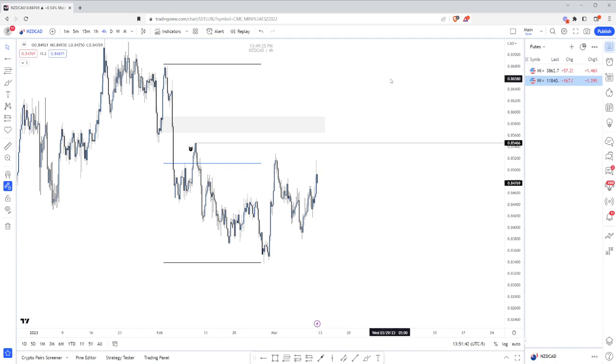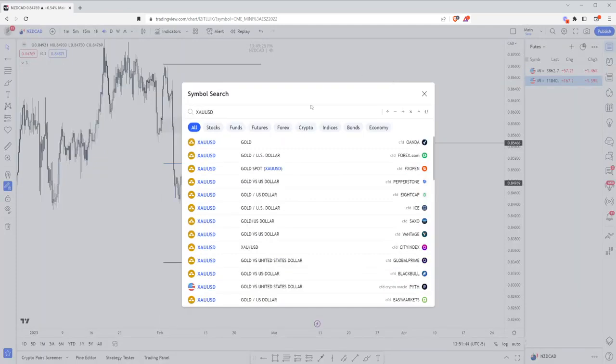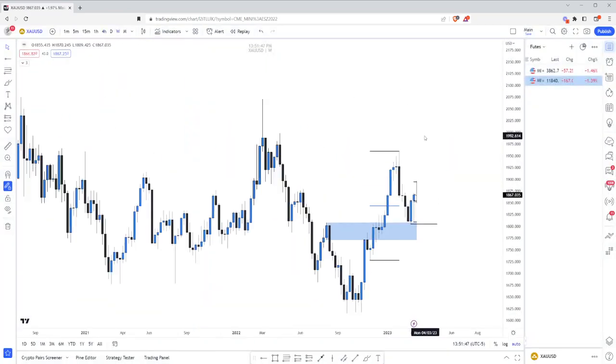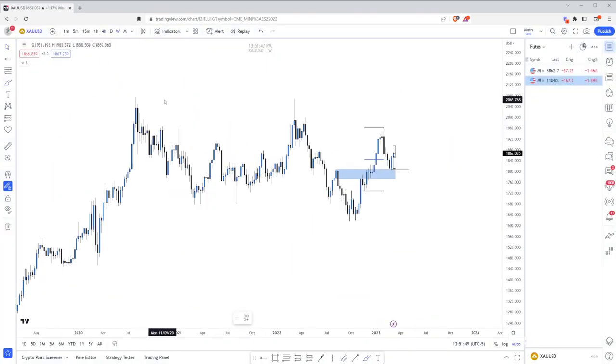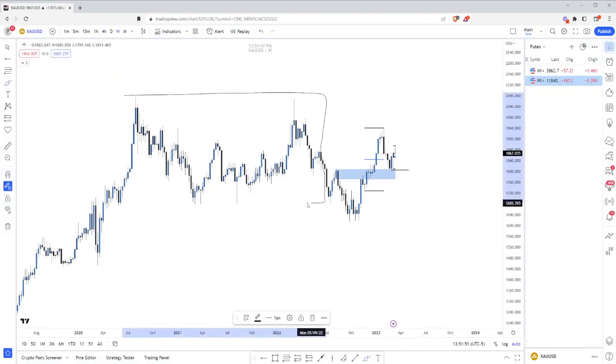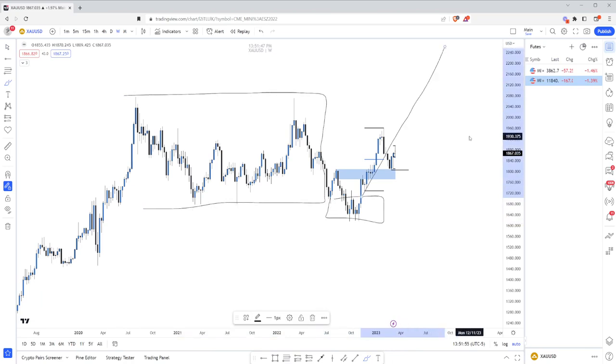And also, a little bit more on gold. Last session, I talked about power of three. So accumulation, manipulation, distribution. That's my main reasoning behind this.